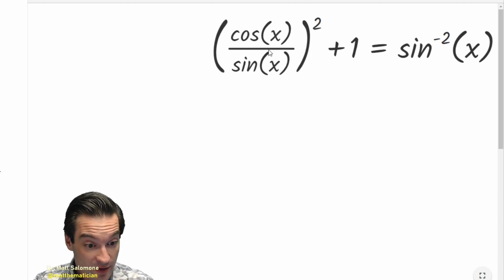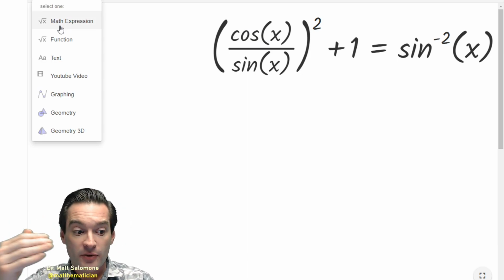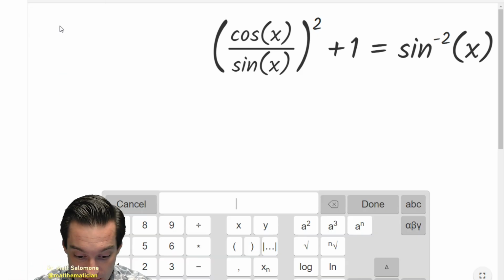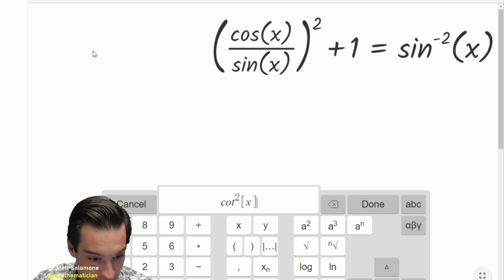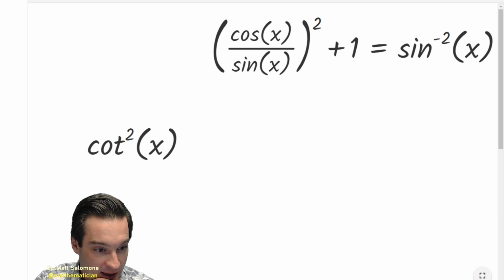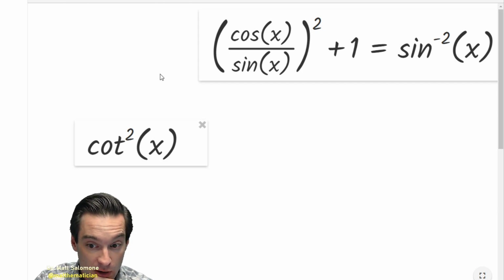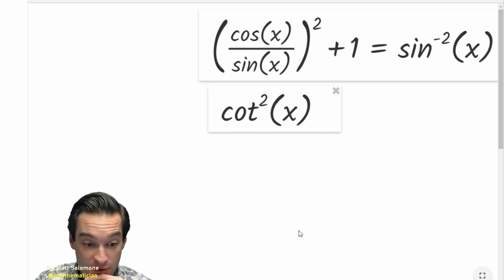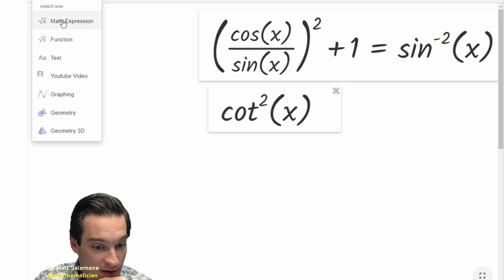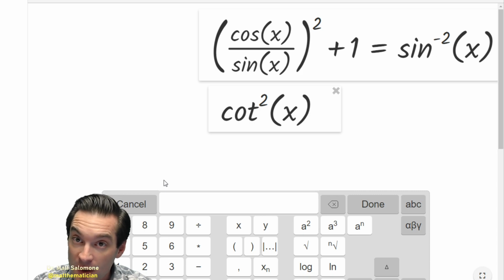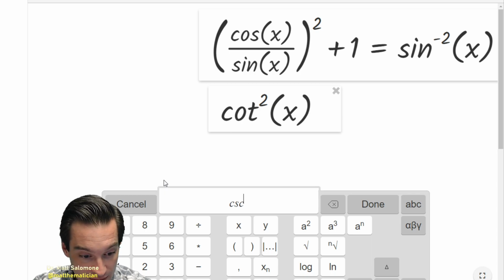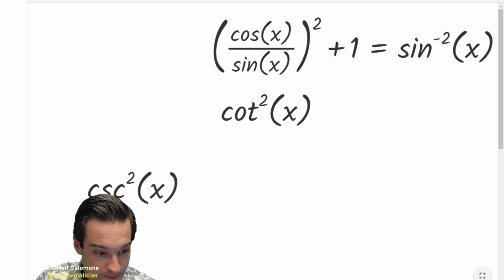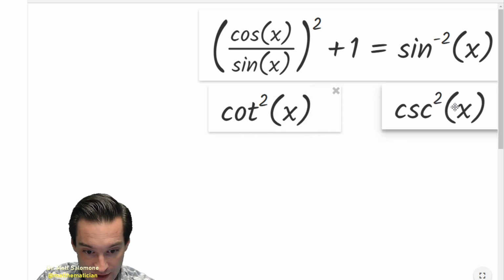This time I've got on the left-hand side cosine of x divided by sine of x. And so where tangent was sine over cosine, its reciprocal, cotangent, is cosine over sine. So what I have is the cotangent squared of x. That's what I have as my first term over here on the left-hand side. That's what that simplifies to. And in the meantime, sine to the minus 2 of x, that's 1 over sine squared, which is the same as the reciprocal of sine squared. But the reciprocal of sine is cosecant. And so my right-hand side is cosecant squared of x.